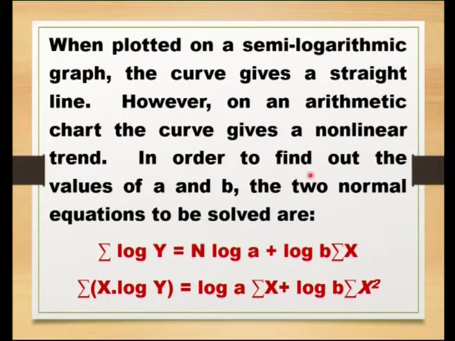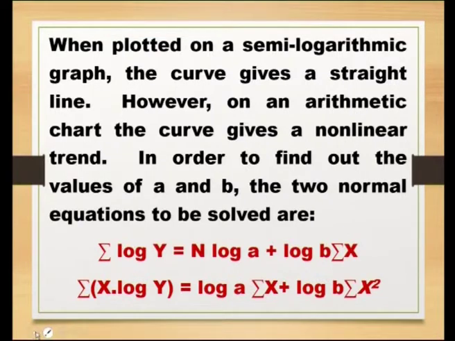In order to find the values of a and b, the two normal equations to be solved are, after taking logarithms, you just take the summation of the equation as it is, then multiply that logarithmic equation with x and then take the summation. Then we will get two normal equations. The two normal equations are solved for a and b and then substituted in y is equal to a into b power x.